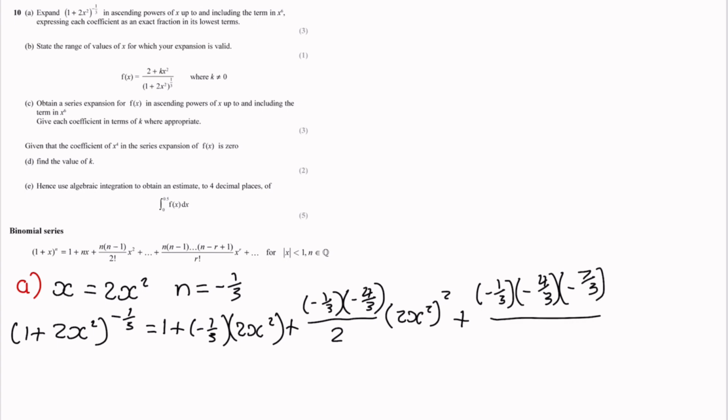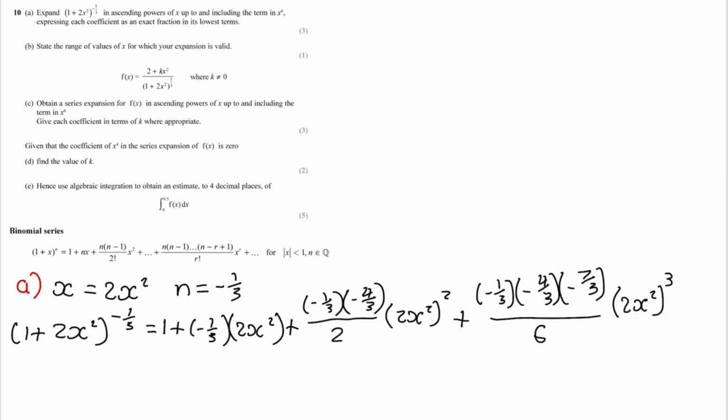which is 3 times 2 times 1, which is 6, multiplied by x cubed, so the power of x will go up for each term. So the last term was x squared, this time is x cubed, the next one would be x to the power of 4. So again, be careful to put the x in a bracket, 2x squared all cubed.